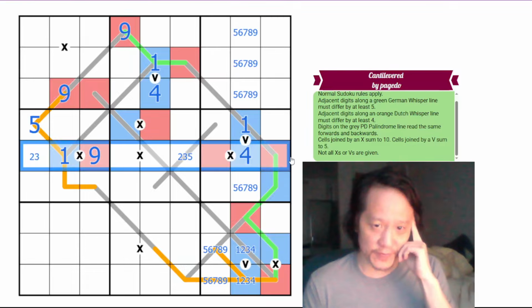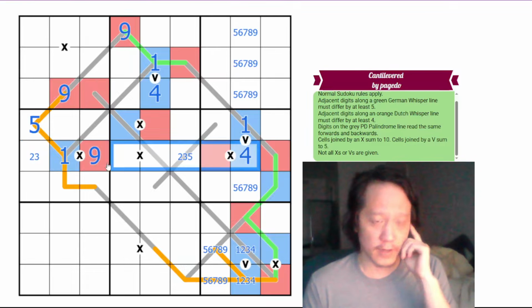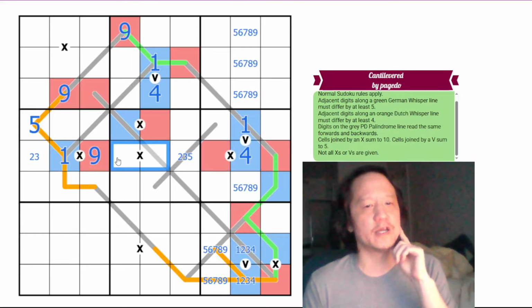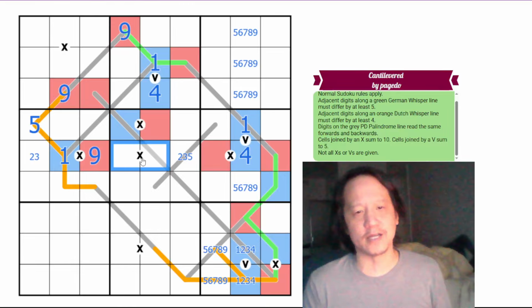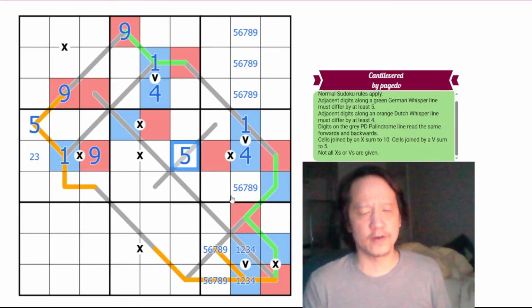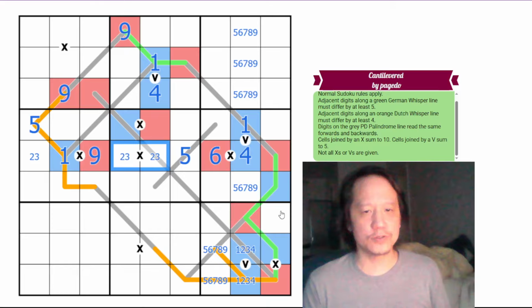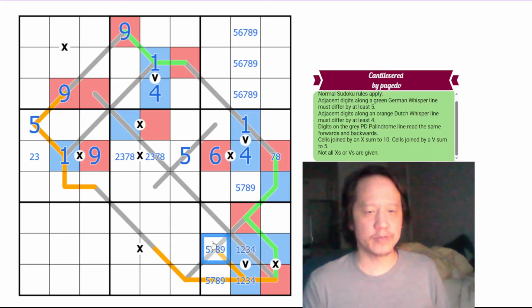Where is the 5, then, in row 5? Cannot be the red digits, can't be next to an x, because 5 plus 5 only adds up to 10. So this has to be a 5 here. This has to be a 6 to be adding up to 10 here. This must be 2, 3, 7, 8, and this has to be 7 or 8 here. This 6 eliminates 6 in the box and the column. So this can't be 6.